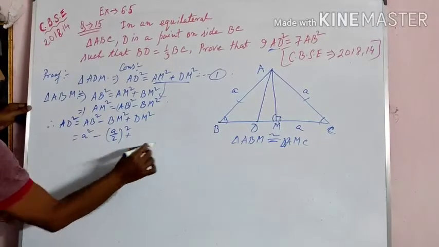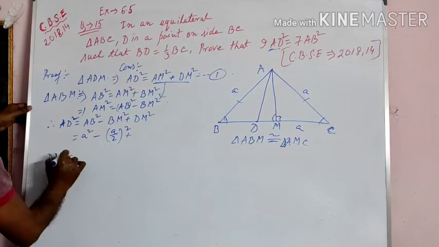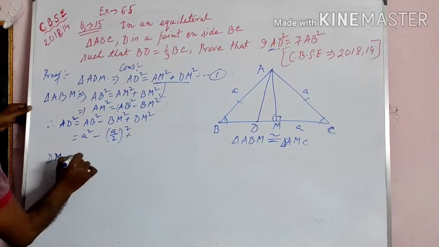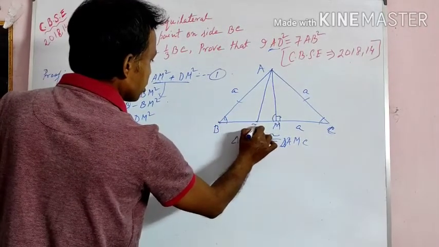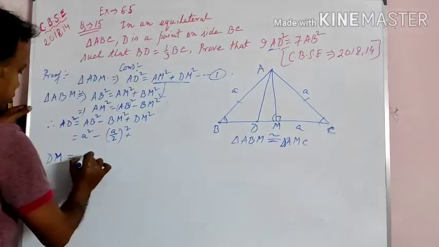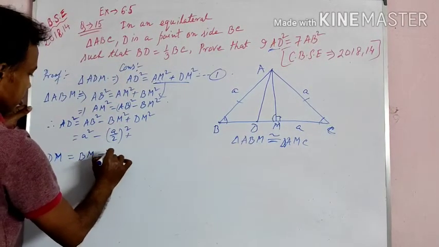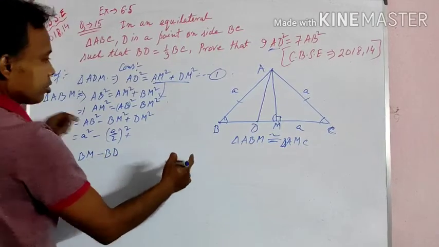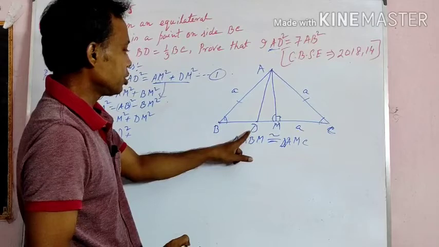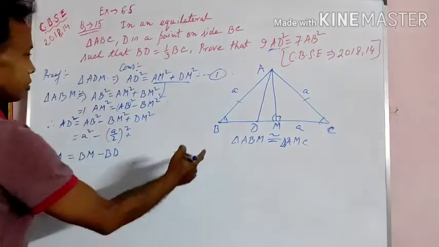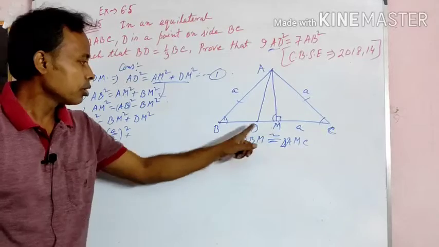Now find out the value of DM. DM is equal to BM minus BD. BM minus BD is equal to DM. Here DM is equal to what? DM is equal to BM minus BD.